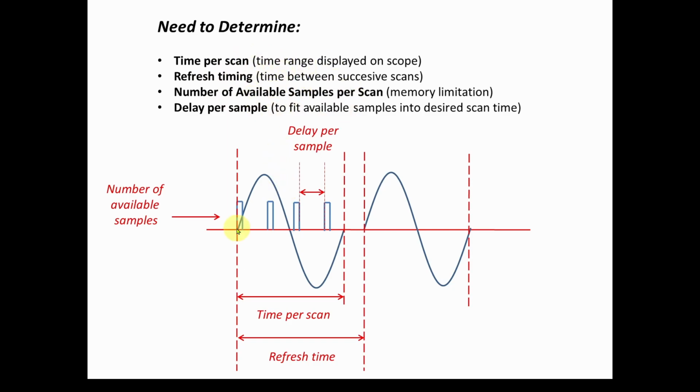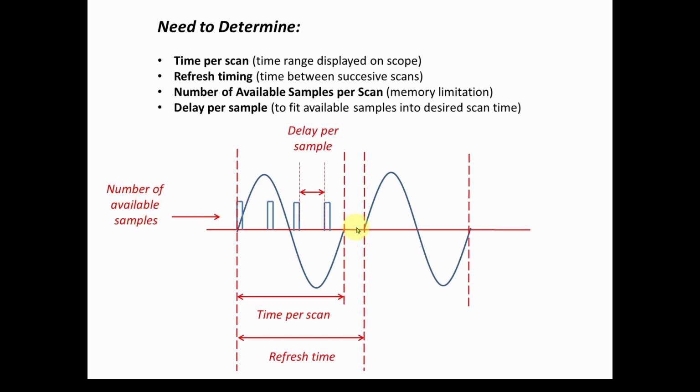We saw before there's a total scan time for each refresh on the screen. So the user is going to say, I want 100 milliseconds per scan on the screen, and we're going to have to determine that somehow. Then we're going to have to figure out what's the delay for each sample to fit all those available samples into what the user wants for a scan time. And we're going to have to know how many samples are available so we can figure all that out.